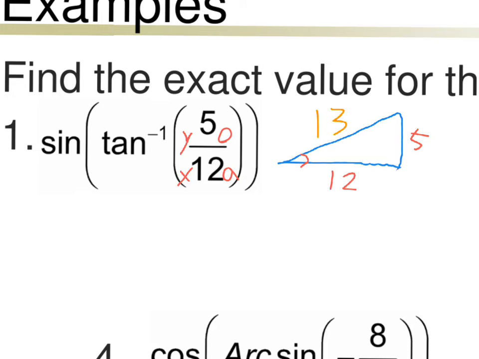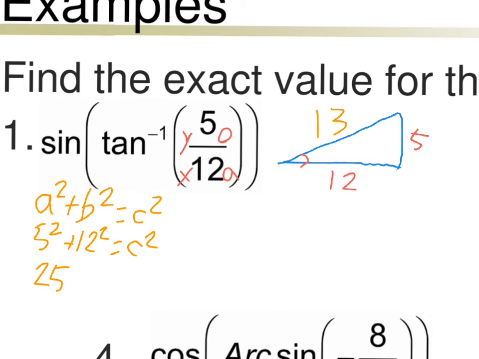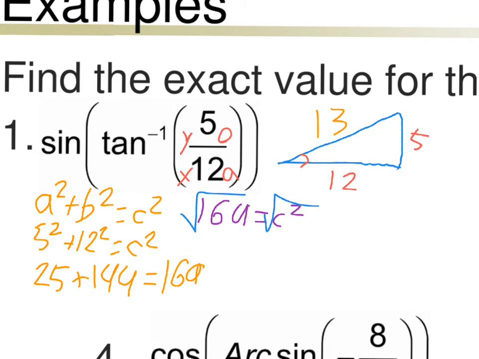or if we forgot that, we can use our Pythagorean theorem such that a squared plus b squared equals c squared, which means then that 5 squared plus 12 squared equals c squared. 5 squared is 25, 12 squared is 144. These add up to give me 169. So 169 is equal to c squared. If I take the square root of both sides, 13 is equal to my c value.